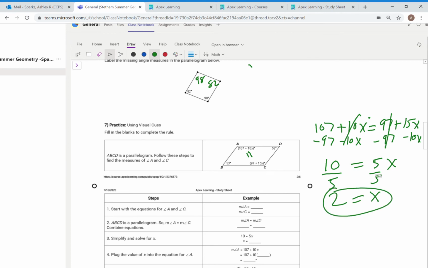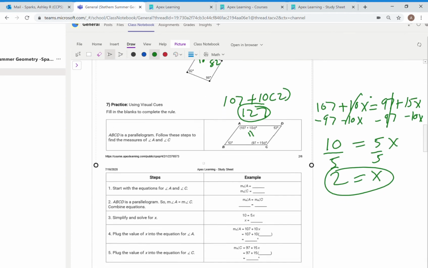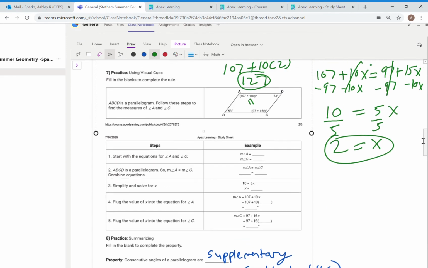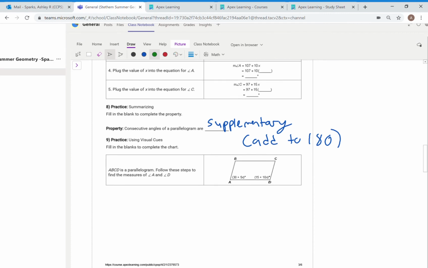Again, you don't have to abbreviate. If you're not as strong with solving, don't abbreviate. So x equals 2, and I would plug 2 in, and I would get 107 plus 10 times 2, which would leave me with 127. So another rule. We also know that the consecutive angles, the ones next to each other, should add together to give you 180. If I go back up, you should see 127 plus 53 is 180. 82 plus 98 is 180. So I can also solve that way.